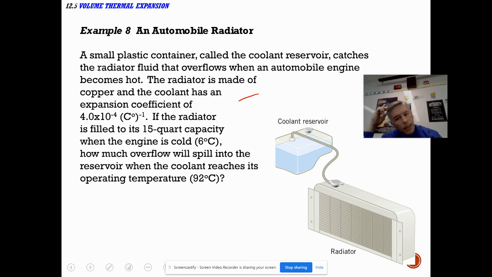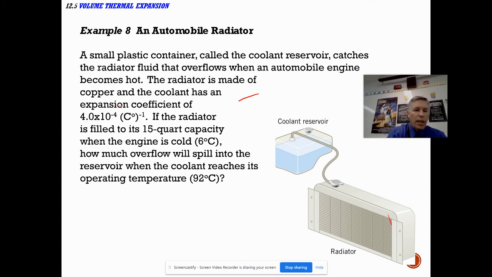So this volume problem is, if you're familiar, in your car you have a little reservoir for the coolant to spill over, because as it goes through the radiator, it's going to get hot. If it's going to get hot, it's therefore going to expand. So what it wants to know is, if the radiator is filled with 15 quarts of this radiator fluid, and it starts out at 6 degrees Celsius and it increases to 92 degrees Celsius, how much would actually expand or spill into the reservoir?